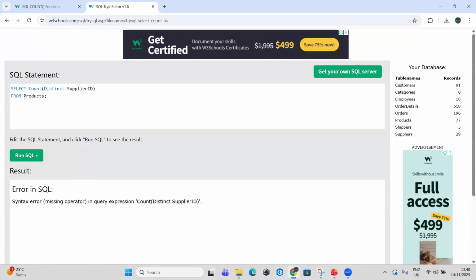What is the error here? The name of supplier ID is wrong. It's not double P, it's one P.